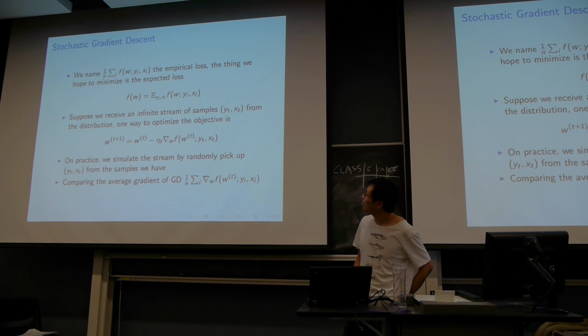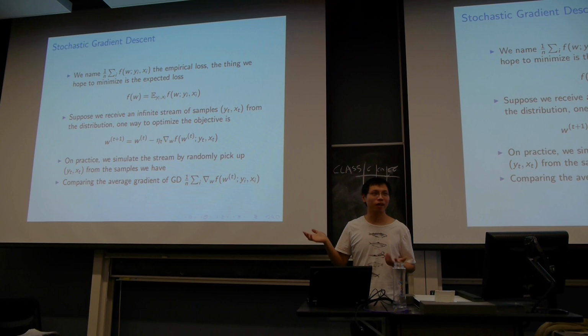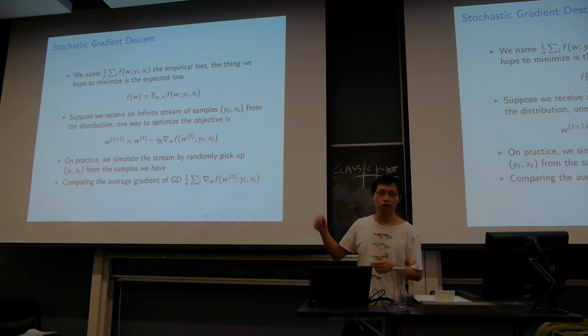Sorry. And you get a better estimate of f, now it's about f of w. So suppose we have infinite samples drawn from the underlying distribution. How do we do?